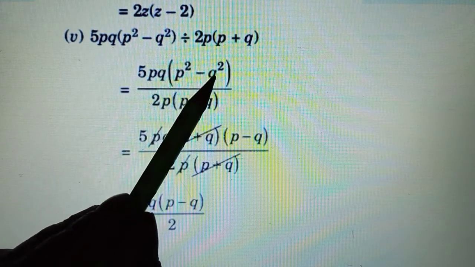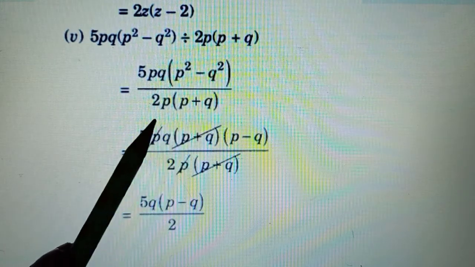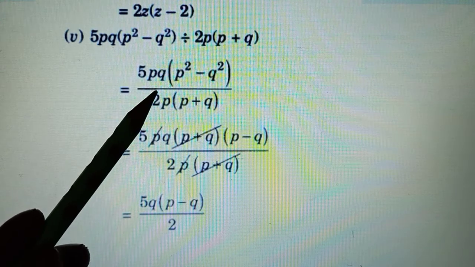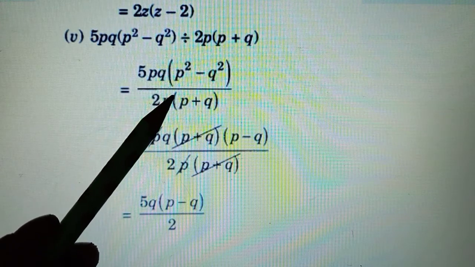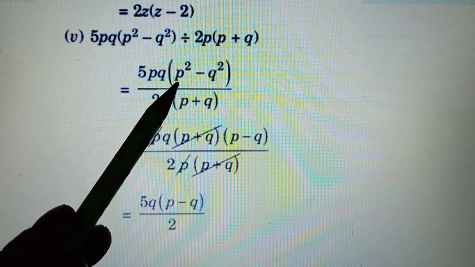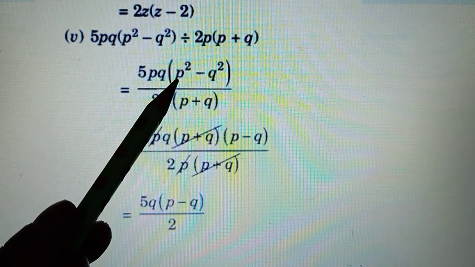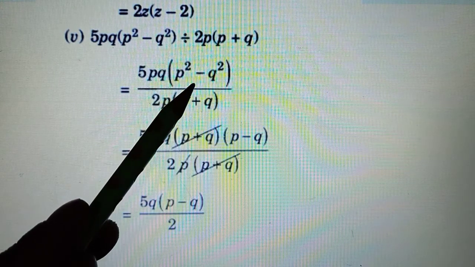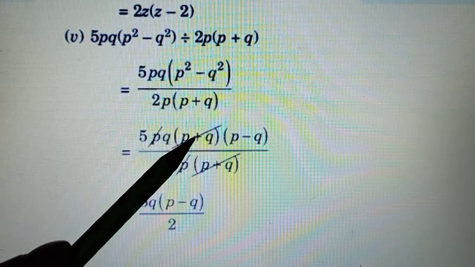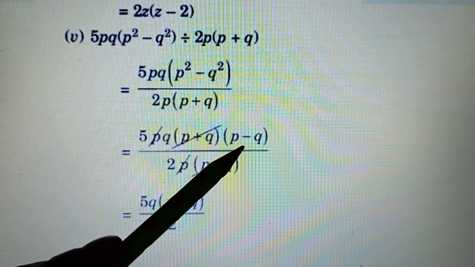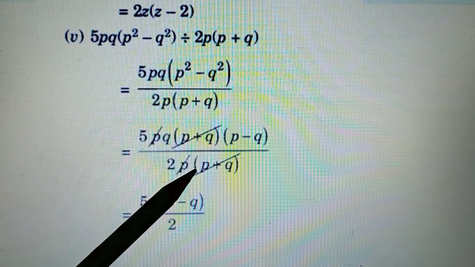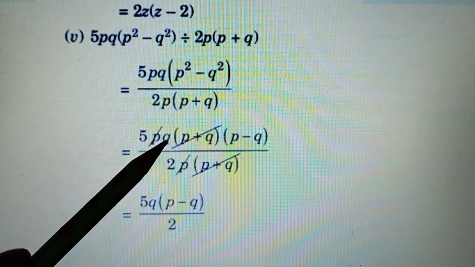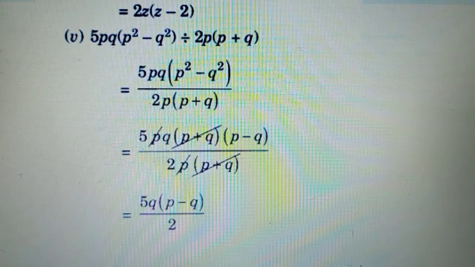So writing this in the numerator, and that whole part after the division sign comes in the denominator. So we see a p and p can be cancelled, that is all. Then this can be factorized. Okay, this is your identity: a square minus b square is a plus b, a minus b. So p square minus q square will become p plus q, p minus q. So p plus q also gets cancelled. So we are left with 5/2 number, q remained and p minus q. Right?